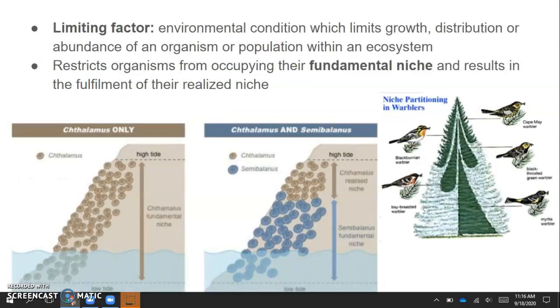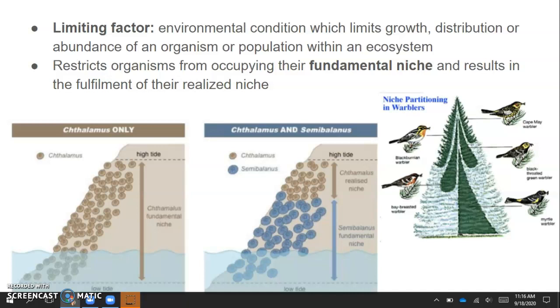A limiting factor is an environmental condition which limits growth, distribution, or abundance of an organism or population within an ecosystem. This typically restricts organisms from occupying their fundamental niche, which is the optimal, and results in the fulfillment of their realized niche.